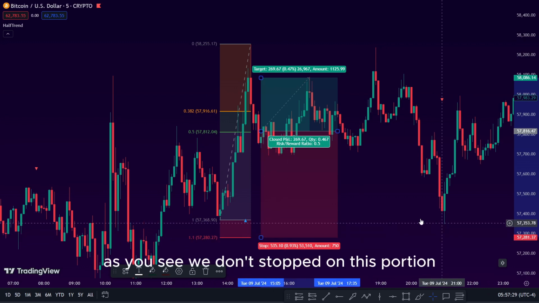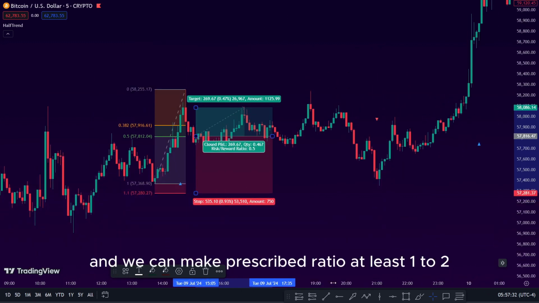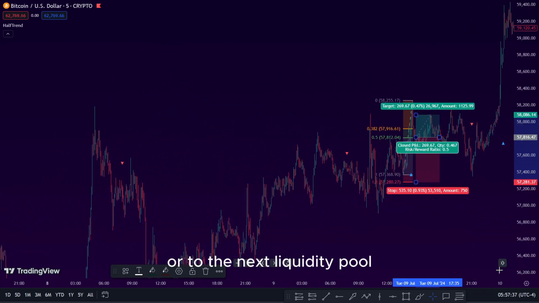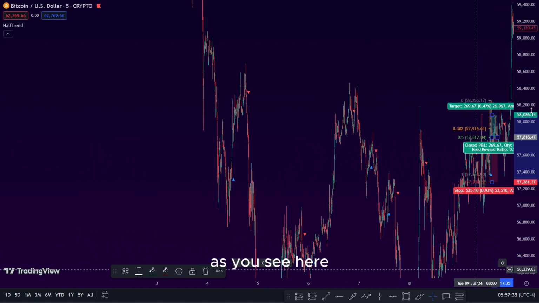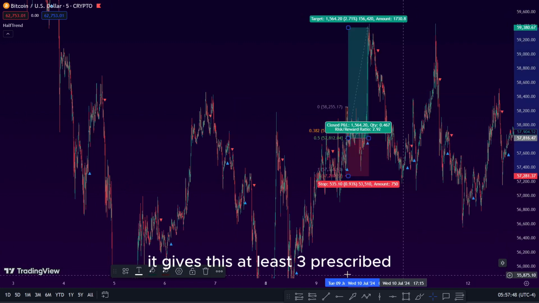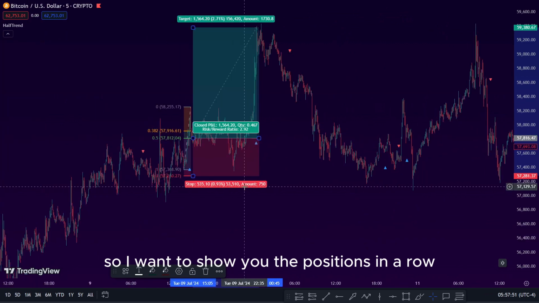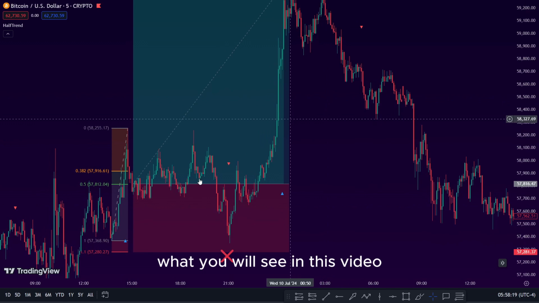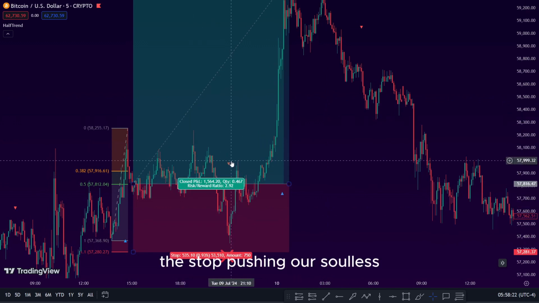As you see, we don't get stopped on this position and we can make a risk reward ratio of at least 1 to 2, or to the next liquidity pool. As you see here, it gives at least 3 risk reward. So I want to show you the positions in a row. We have one stopped position here, but you will see in this video the stopped positions are so few.